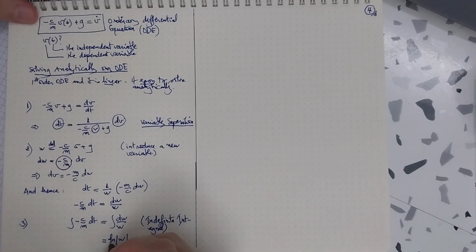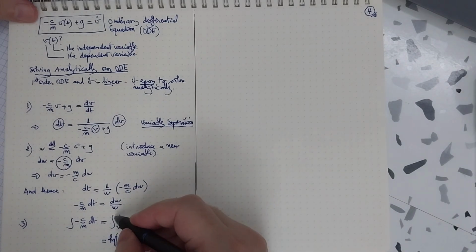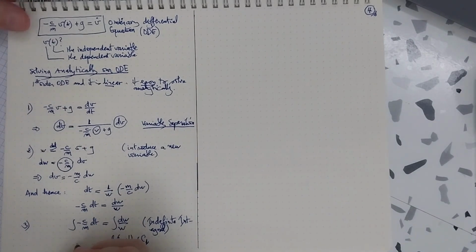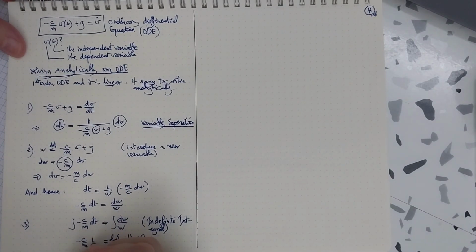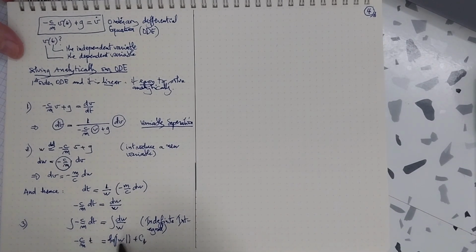So ln of the absolute value of W plus a constant, C1. Always the integral is known with an additive constant. If we differentiate this quantity, we get this one. We get 1 over W, the integrand. And here it's very easy, minus C over M times T. Okay, but we need a relationship of W as a function of T, not T as a function of W.